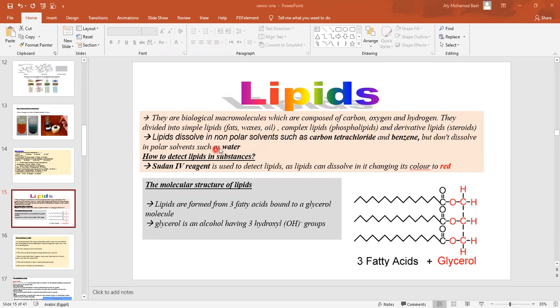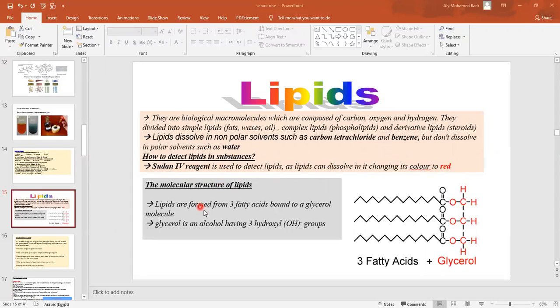Lipids dissolve in non-polar solvents, such as carbon tetrachloride and benzene, but they do not dissolve in polar solvents such as water. We can detect lipids with a reagent called Sudan IV, where lipids dissolve in it, changing its color to red.